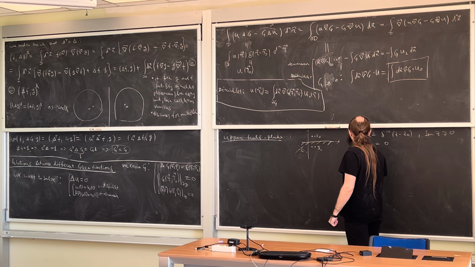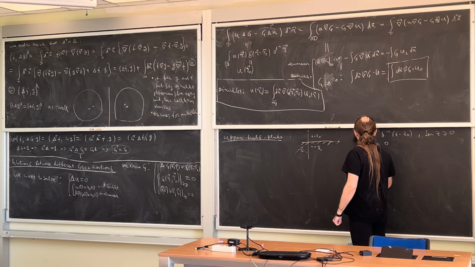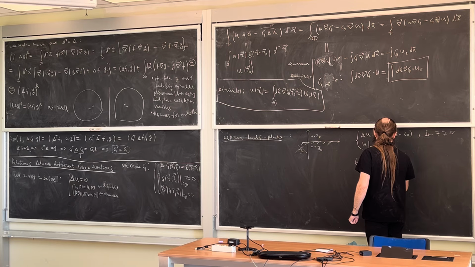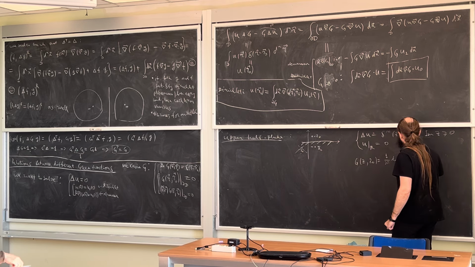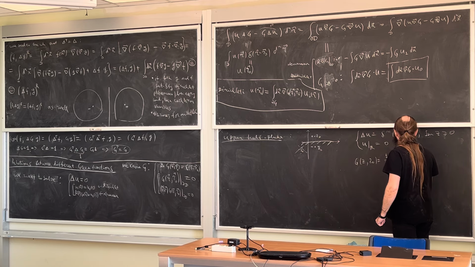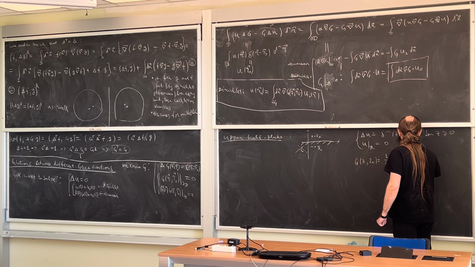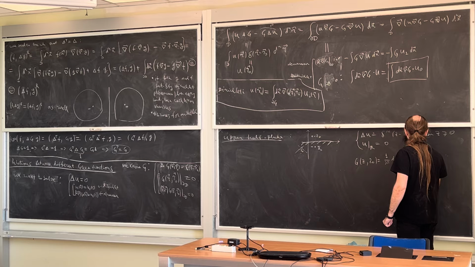So the gain function of z0 will be 1 over 2 pi logarithm of z minus z0 over z minus z0 bar.